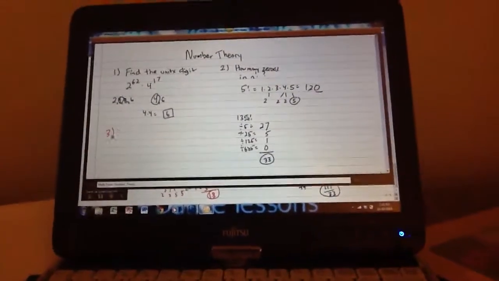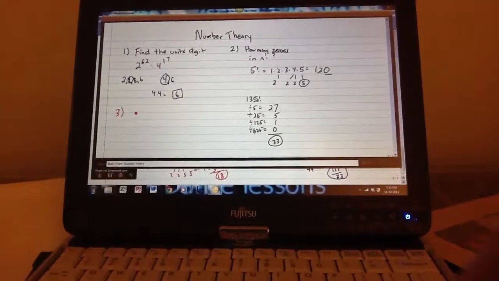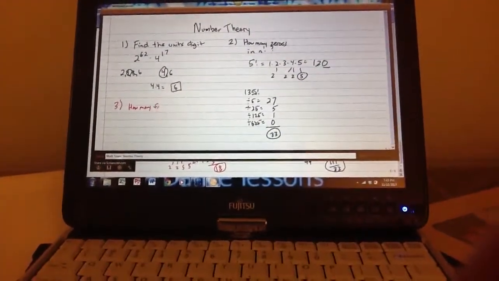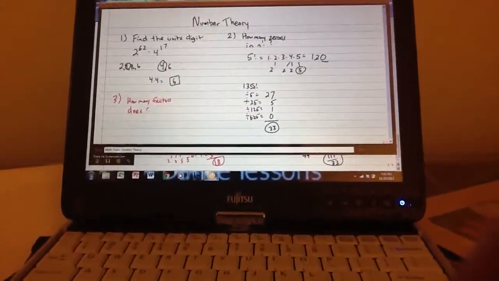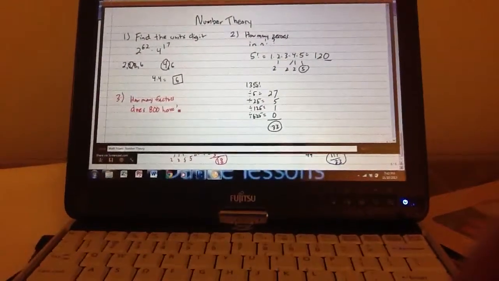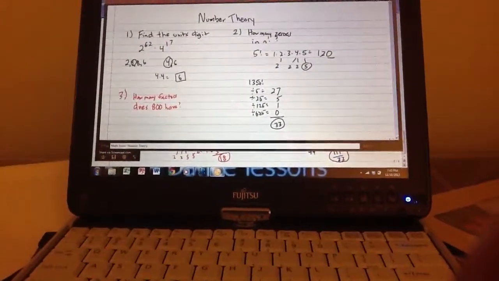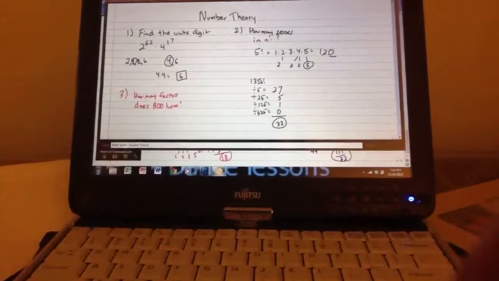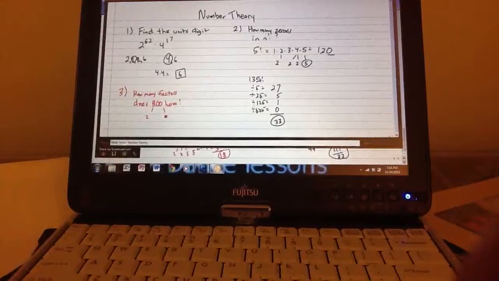The third one that comes up is the factors question. How many factors does 800 have? Well, it probably has a lot. And so you could sit there and think 1 times 800, 2 times 400, and so forth. And that might take you a little bit of time, especially if that number is bigger. So there's a nice way to do this. What you want to do is do prime factorization. Work your way down.